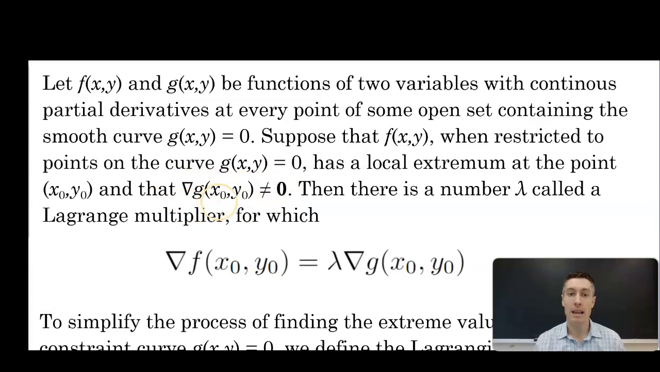Essentially what this part is saying is that the point of tangency is not a critical point of the function g. So it has a derivative, it's not a corner or a cusp or some point that would be an issue. Then there is a number, lambda, called a Lagrange multiplier, for which the gradient of f at that point equals lambda times the gradient of g at that point. So this is the formal definition of Lagrange multipliers. For me, one of the important things is that we are assuming that the gradient of g is not equal to the 0 vector at the point, because then this would not work.